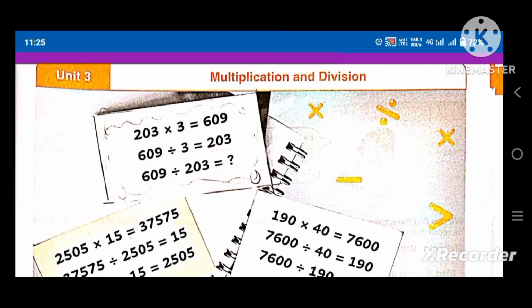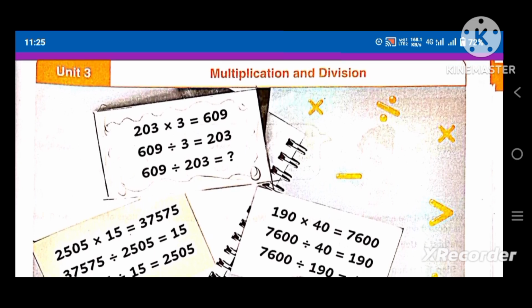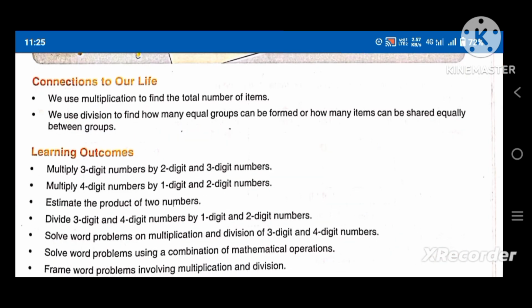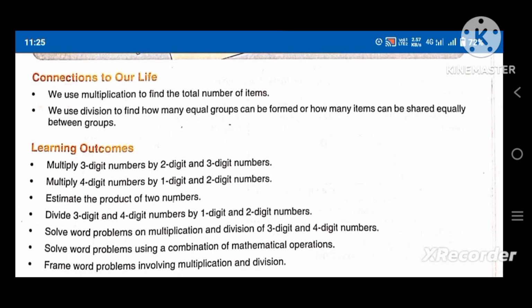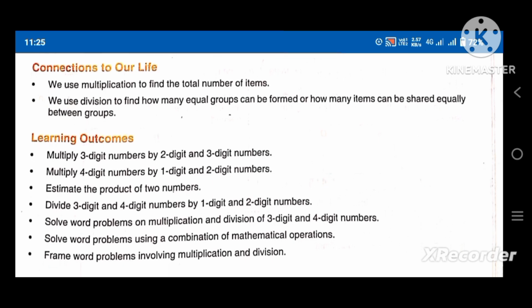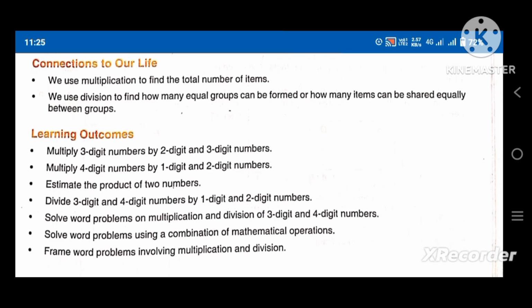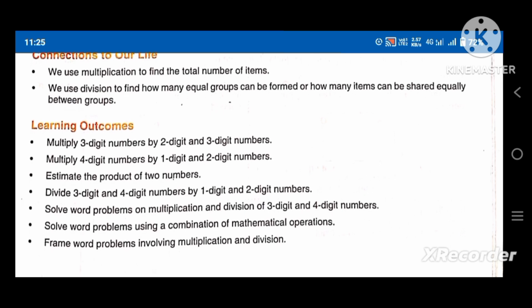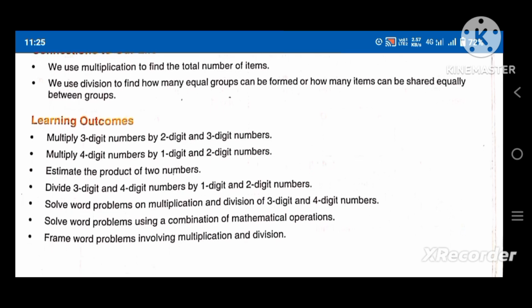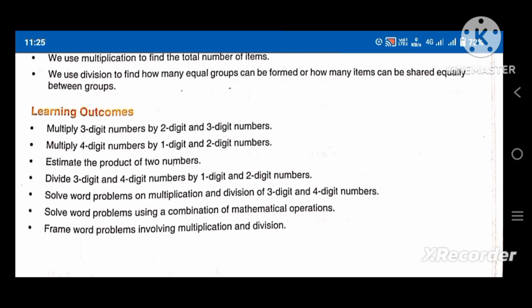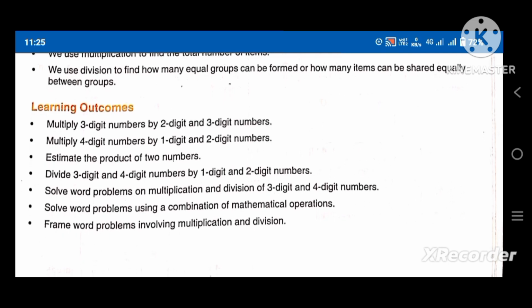Unit 3: Multiplication and Division. Connections to our life. We use multiplication to find the total number of items. We use division to find how many equal groups can be formed or how many items can be shared equally between groups. Learning outcomes. Multiply 3-digit numbers by 2-digit and 3-digit numbers.